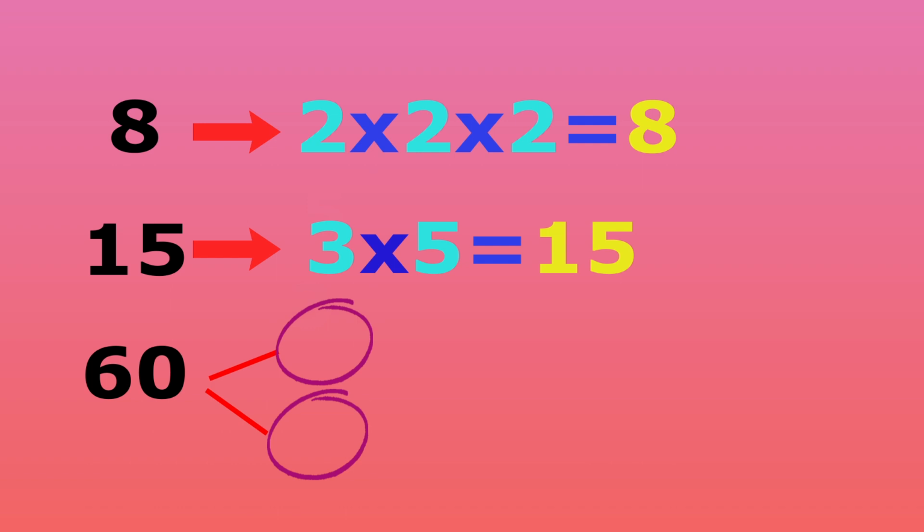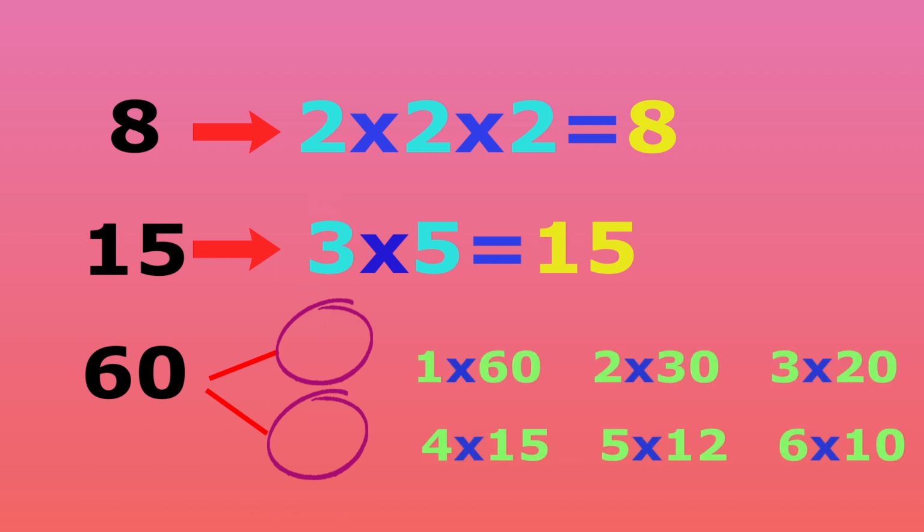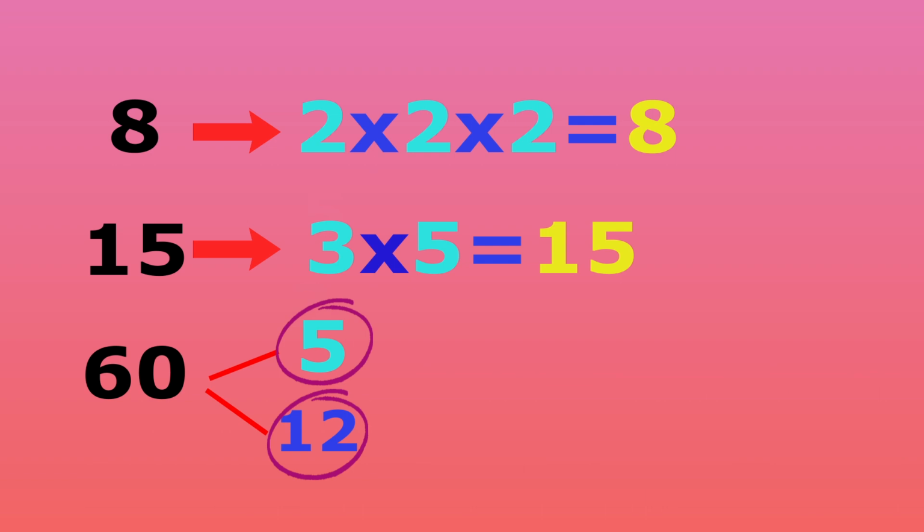So here are the factor pairs of 60 again. I'm going to choose 5 and 12. 5 times 12 equals 60, so we know it's definitely a factor pair of 60. 5 is prime, so we mark it as complete. 12 is not prime, so we look for the smallest prime that divides 12. 2 is the smallest prime, and it can divide 12, so 2 is a factor of 12.